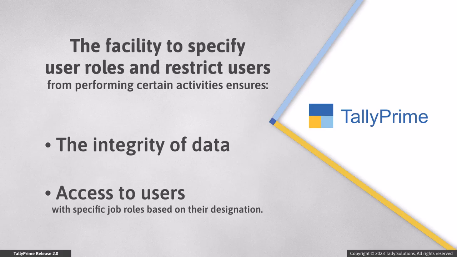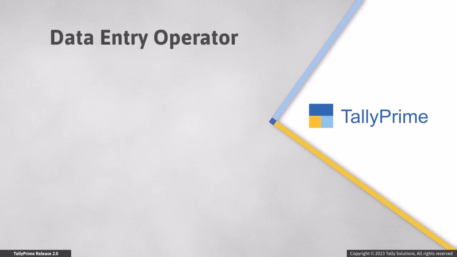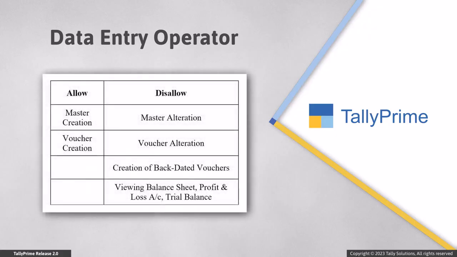Moreover, you can ensure that only the people designated for a certain work do it based on their role in the organization. For instance, you may want a data entry operator to only create masters and vouchers and not alter those masters and vouchers. And you may want to restrict the data entry operator from creating backdated vouchers and viewing reports such as balance sheet, profit and loss account, and trial balance. In such cases, you will need to set up TallyPrime in such a way that you can implement security features to restrict users from certain activities.